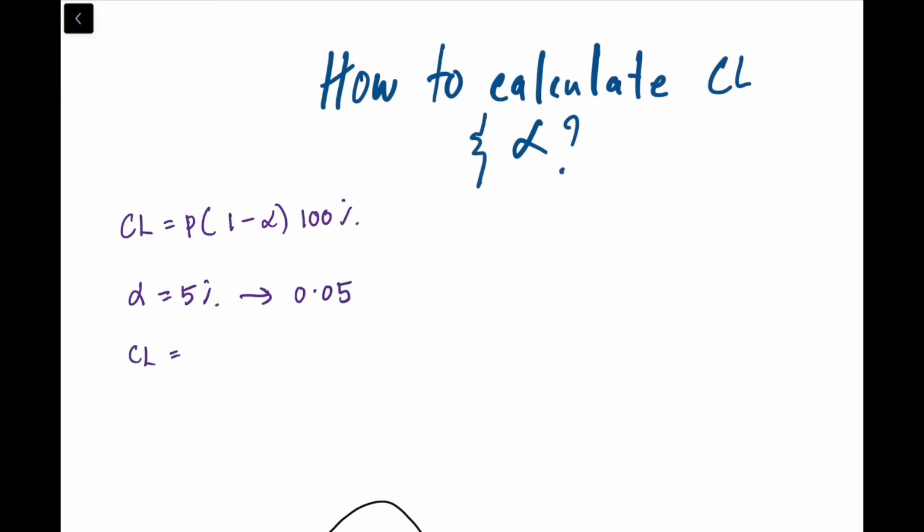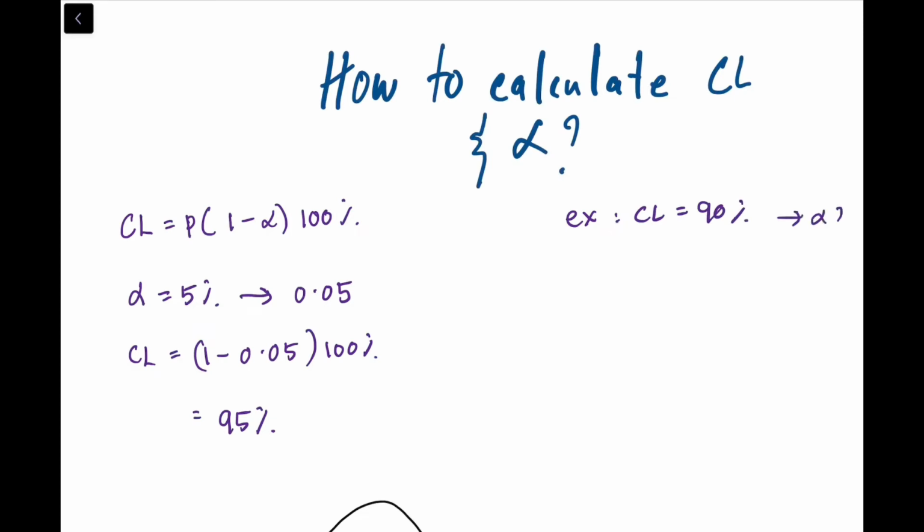So confidence level is 1 minus 0.05 times 100%. We will get 95%. Okay, another example. Given the confidence level is 90%, what is the significance level? So 1 minus alpha times 100% equals 90%. So 1 minus alpha equals 0.9. Alpha equals 0.1. Okay, this is how we calculate the alpha.